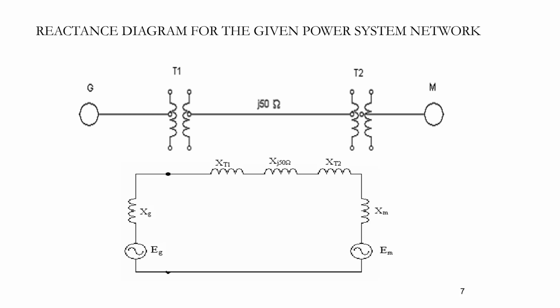We know how to represent the generator. A generator is represented by EG and XG, assuming the resistance is negligible. So this is the representation of the generator. Now coming to the first transformer, we assume the transformer is inductive and it is represented as XT1. Then comes the transmission line whose impedance is given by j50 ohms. This is the reactance of the second transformer, and the equivalent circuit of the motor is represented as XM with the voltage of EM.